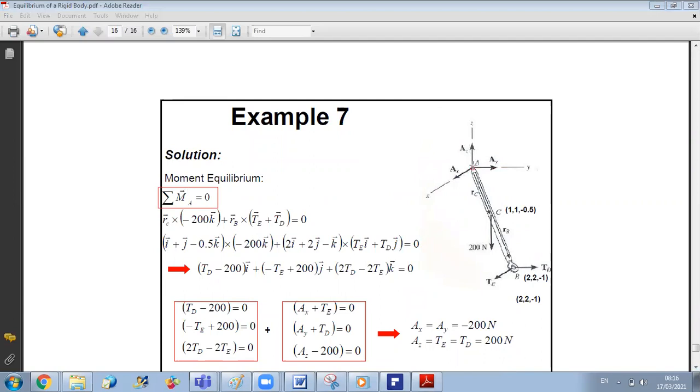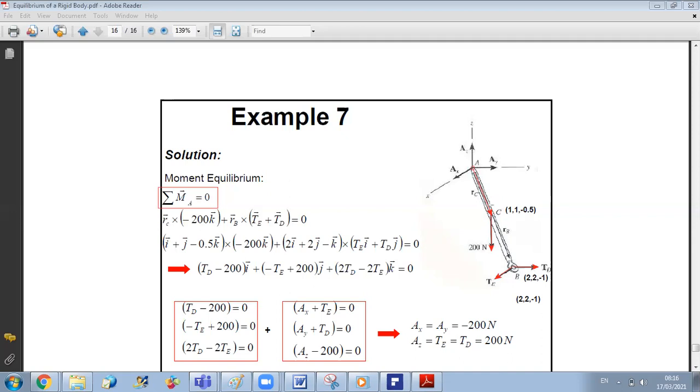Exactly, since we have three unknowns at A and the three forces are passing by A, when I do the sum of moments about A, I will cancel the moment of these forces. So I will only have the moment of the 200 Newton force, which is downward, and the two tension forces. Now you know that in 3D, to calculate the moment of a force, the best way is the vectorial method. So for the 200 Newton force, I should do AC vectorial minus 200k.